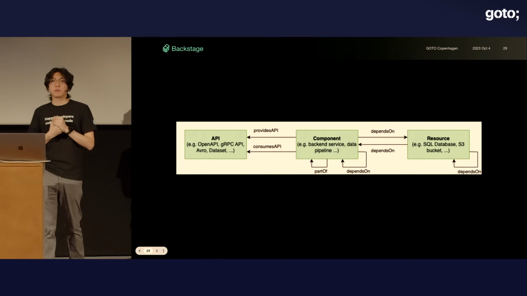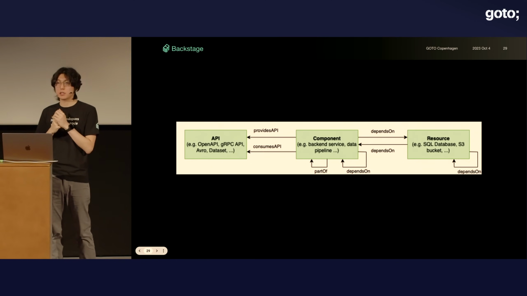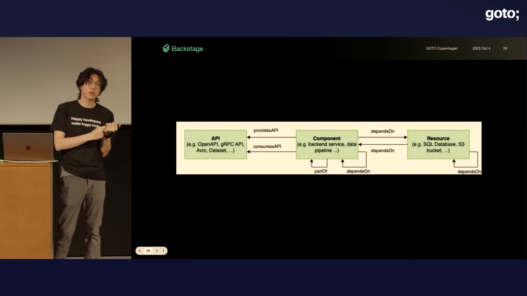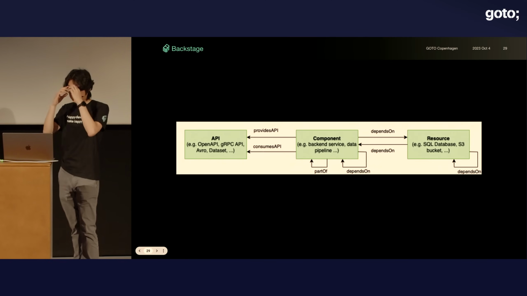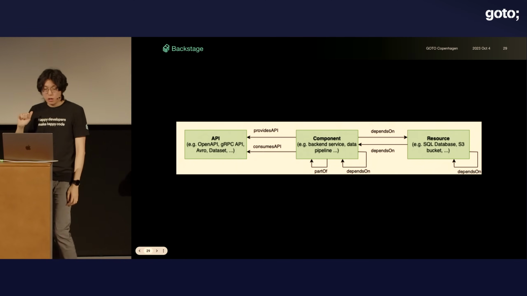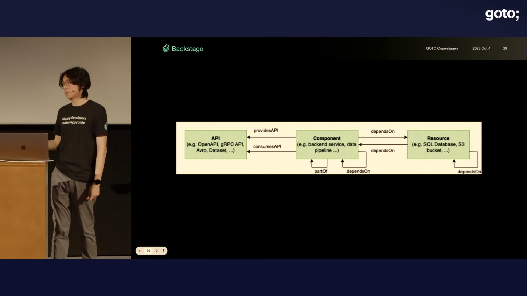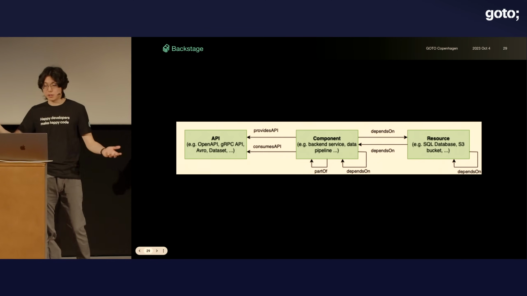APIs help you describe the connection between those in a way that Backstage can not only understand, but also visualize for you, which is really useful. I think you got a glimpse of that in the video demo there. And then resources are, of course, the infrastructure that you need to run those components. So S3 buckets, databases, things like that.